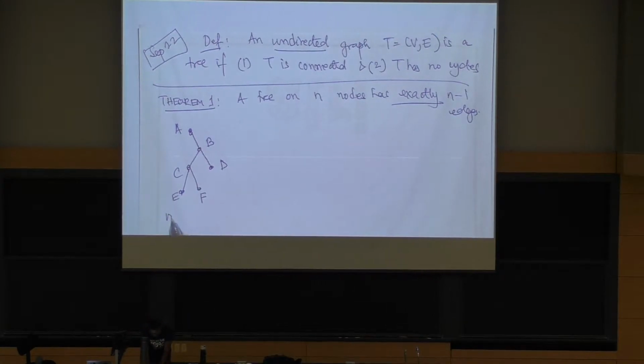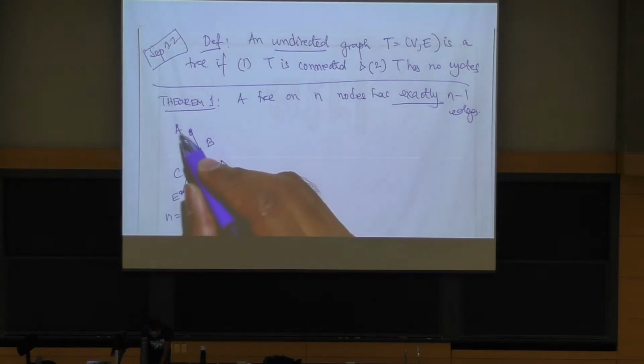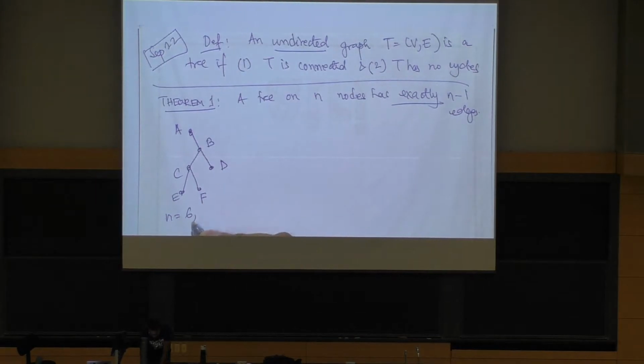And if you look at the number of vertices, there are 6 vertices, 1, 2, 3, 4, 5, 6, and 1, 2, 3, 4, 5 edges, which is exactly n minus 1 in this case. Of course, what the theorem is claiming is it's not just true in this specific example that I drew, but no matter what tree you pick, the number of edges is n minus 1. Again, as a reminder, n is always denoting the number of nodes or vertices in a graph, and m is always denoting the number of edges in the graph.